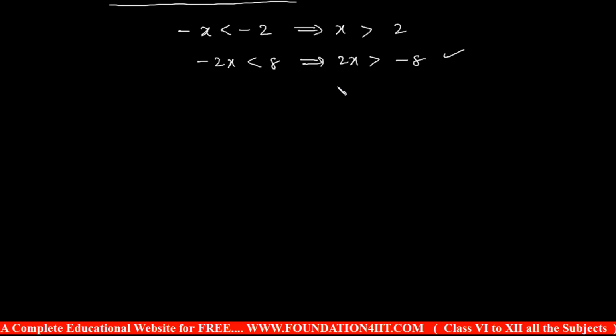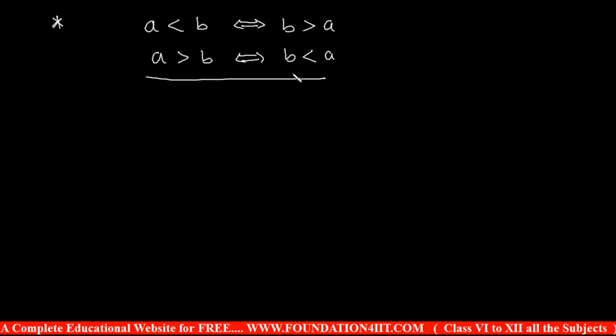Okay, now based on all this, we can think one simple thing. Along with those 4 topics, just remember these also. If A is less than B, that means B is greater than A. Similarly, if A is greater than B, then vice versa, indirectly B is less than A. These are the cases you are supposed to remember.